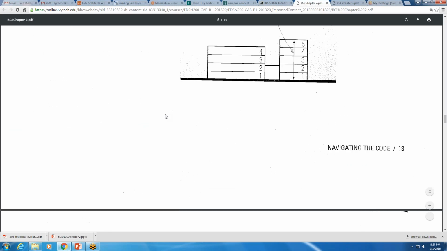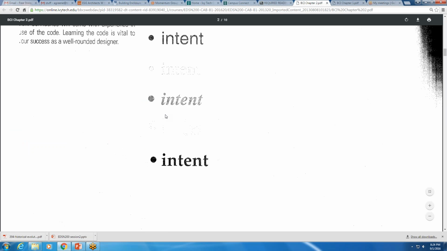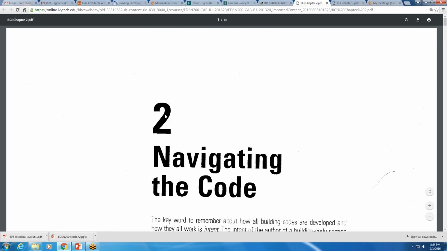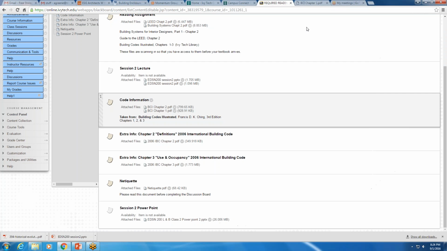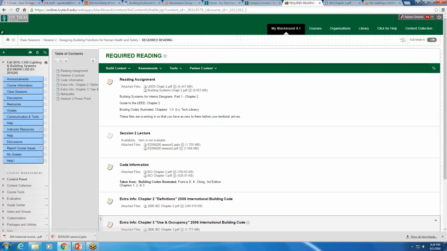They're very good. There are not very many books that tell you how to read the book before it starts. So if you get into it knee deep and are concerned, go back and read these chapters. So that's all how to navigate the code. But then, separate from that, extra info, Chapter 3, Occupancy. This is the one that's going with your homework.